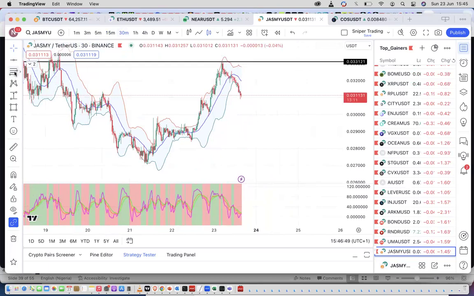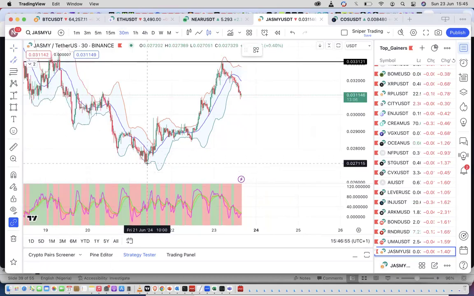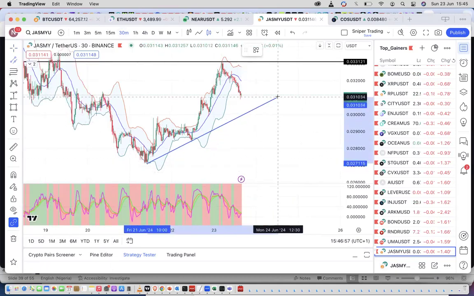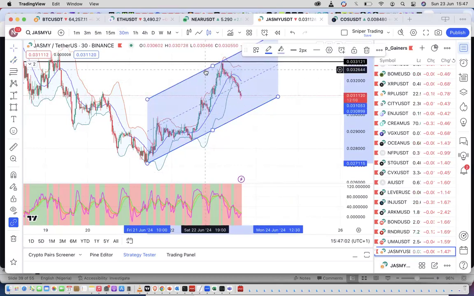And if I want to draw my parallel channel, just out of curiosity, if I decide to draw my parallel channel, I can tell you it's going to come down somewhere here. So this line is likely going to be hunted. All right. So we're going to see what happens. And I might come back here to tell you if this line gets hunted or not.